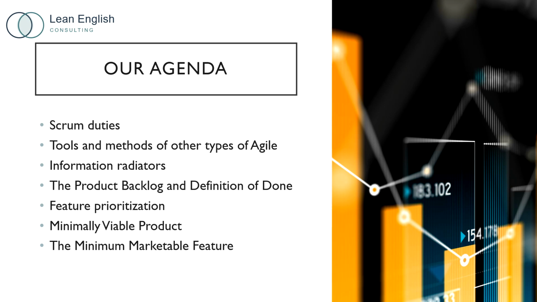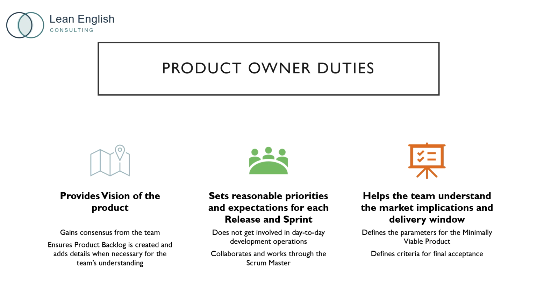Let's go. As I said before, the product owner is the customer's representative inside the company. They provide the vision of the product. They gain consensus from the team on the best way to deliver value as soon as possible. They ensure the product backlog is created and is elaborated for the team's understanding. This means they can put the team in the customer's shoes and show them the value in the features. They set reasonable priorities and expectations for each release and sprint.